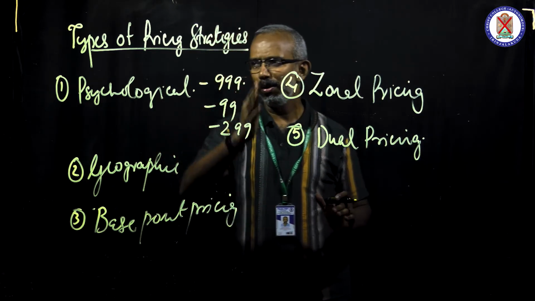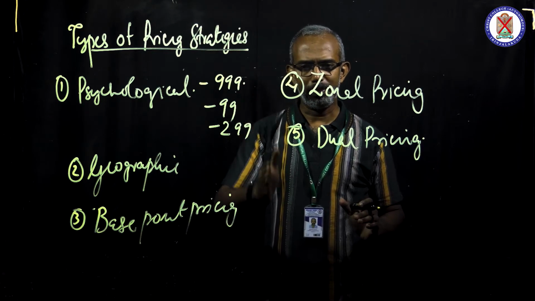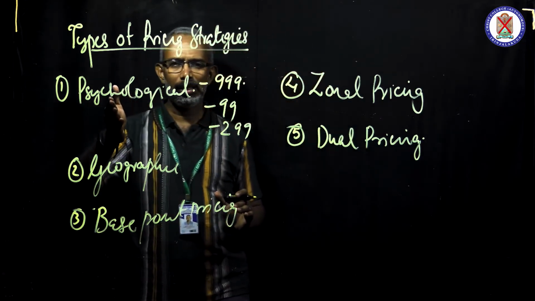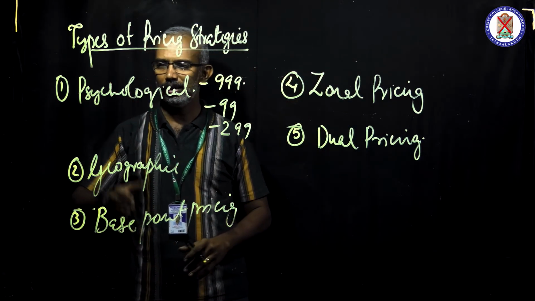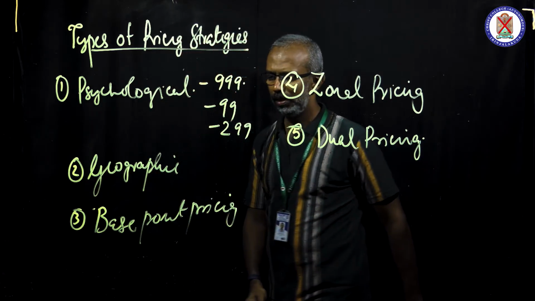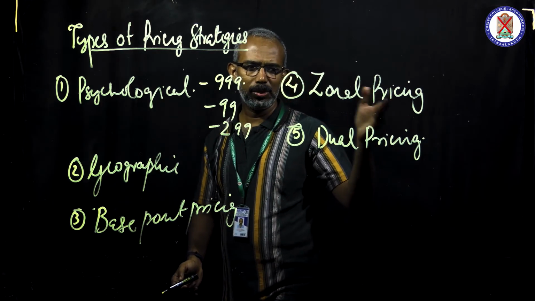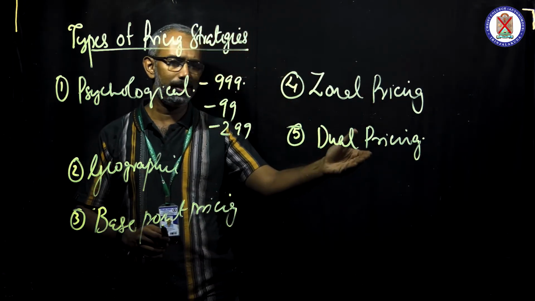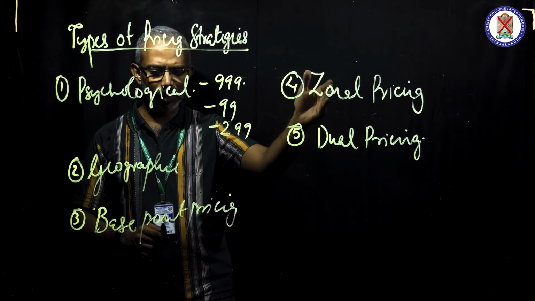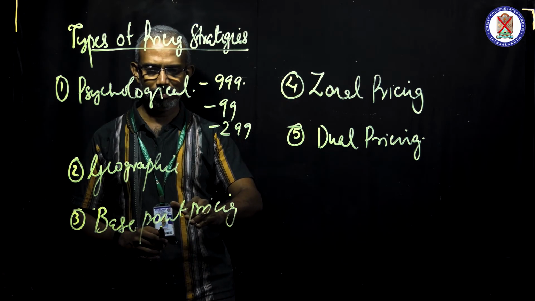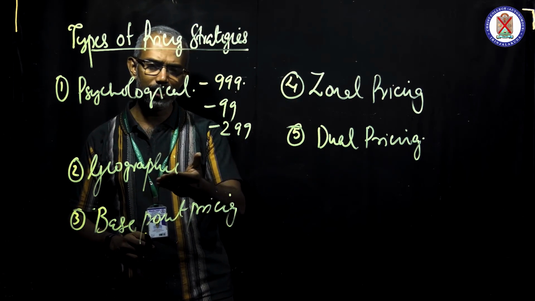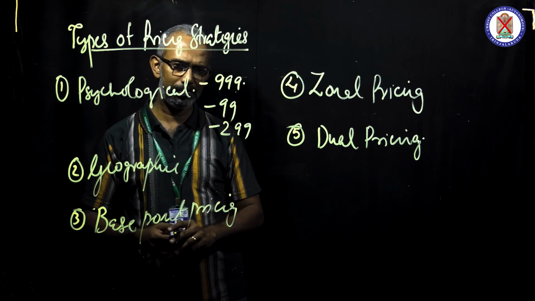These are the first 5 types of pricing strategies. First is psychological pricing. Second is geographic pricing. Third is base point pricing. Fourth comes zonal pricing. And the last is dual pricing. Zonal pricing and base point pricing both can be considered as subsections of geographic pricing.